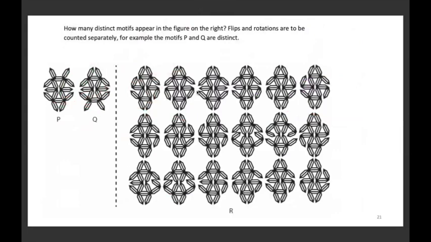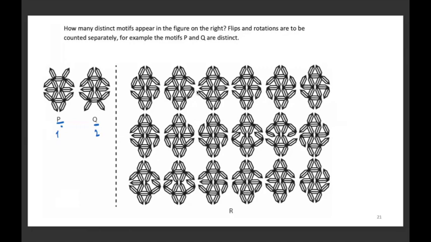How many distinct motifs appear in the figure on the right? Flips and rotations are to be counted separately. So P, R, Q, जो rotated version है एक दूसरे के, या flipped version भी है एक दूसरे के, they are distinct patterns. ये pattern 1 होगा, ये pattern 2 होगा. हमको flipping और rotation अलग से count करने हैं.